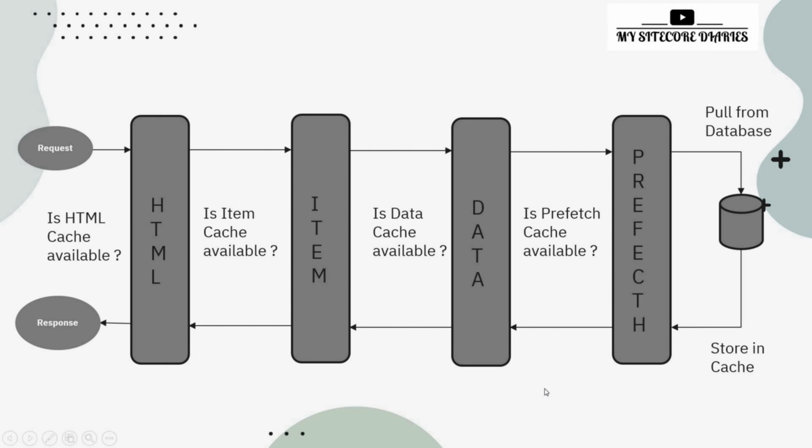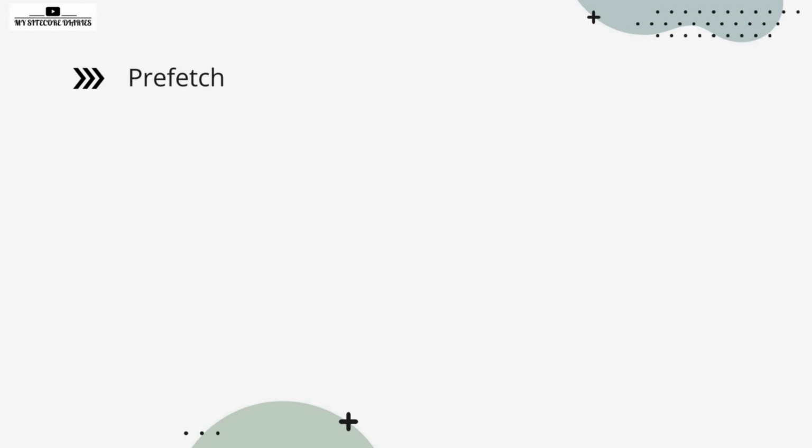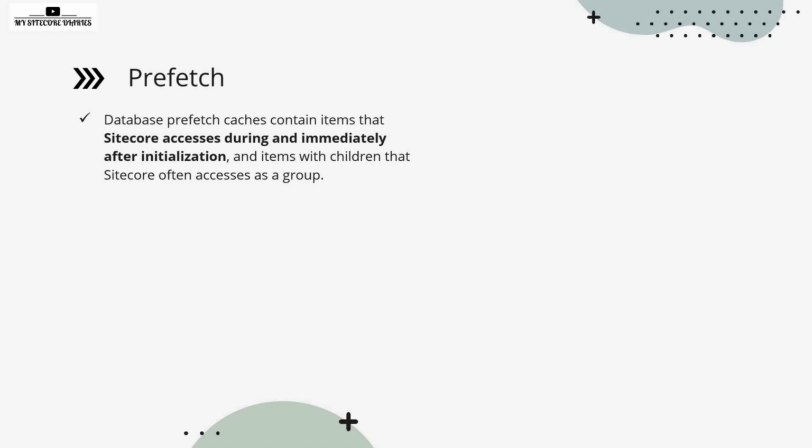Now let's see all these four layers in detail. So first is the Prefetch cache. Database Prefetch cache contains items that Sitecore accesses during and immediately after initialization, and items with children that Sitecore often accesses as a group. So basically, the Prefetch cache is a cache which is built at the start of the Sitecore application initialization. So once we start the Sitecore application, this cache gets filled. So that is the Prefetch cache.